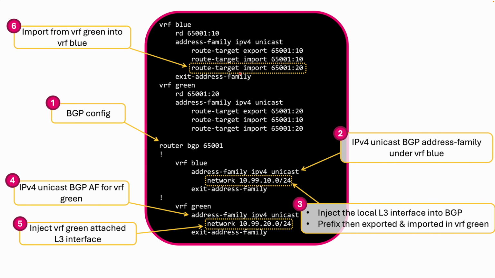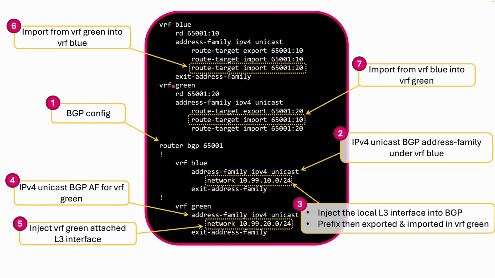So you can see here what I've done is I've added an additional import statement for the route target, which is coming from green. So this export here, 65001:20, I've imported that into blue. As you can see, step 6, import from VRF green :20 into VRF blue, that's here. And finally, step 7 is to import from VRF blue into VRF green.